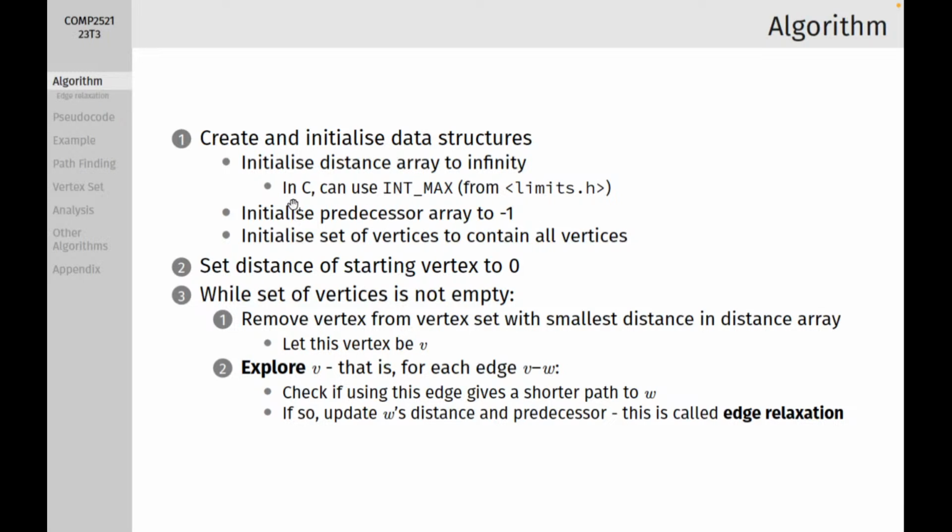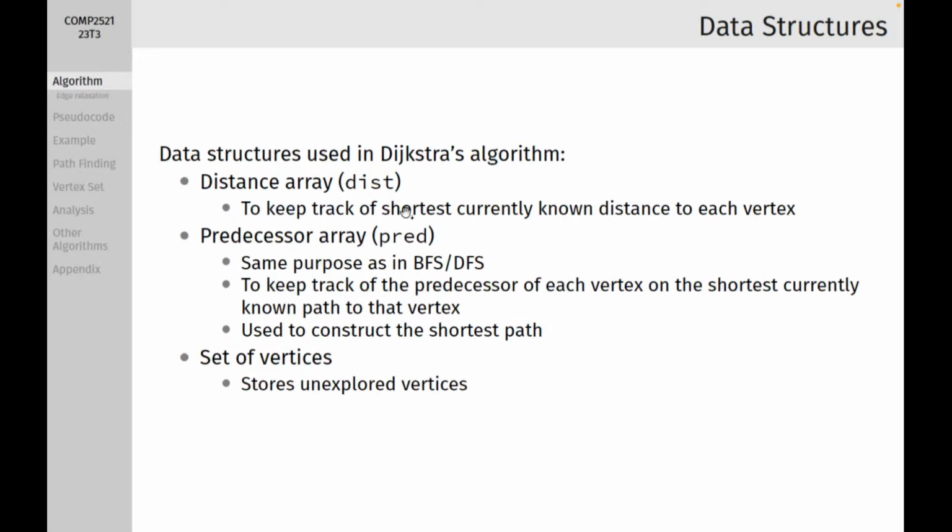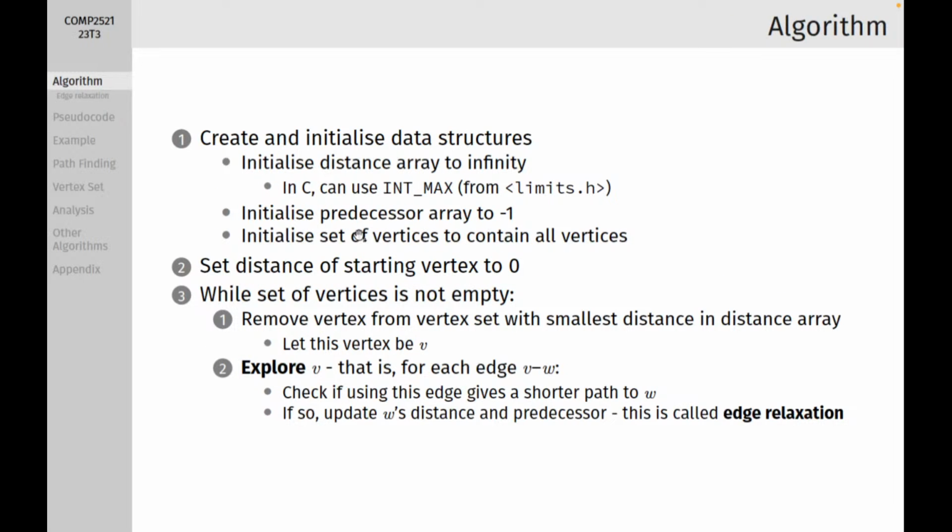Since C doesn't really have an infinity, and other programming languages also don't really have infinity, we can use a large integer, like int max. The assumption is that there is no path that actually costs more than int max. For our predecessor array, we initialize it to -1, just like in BFS or DFS. And we initialize our set of vertices to contain all the vertices.